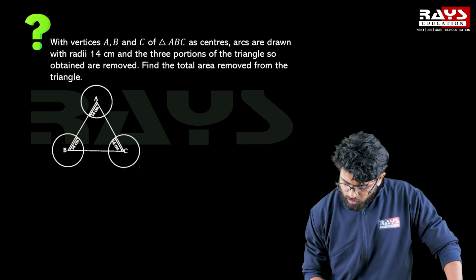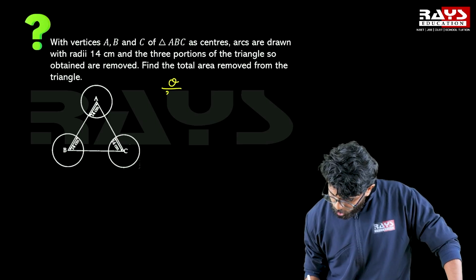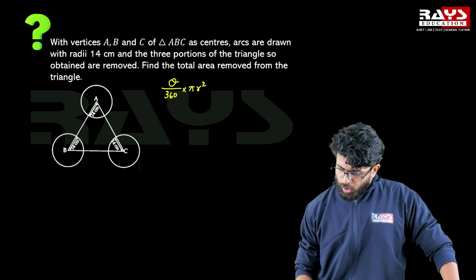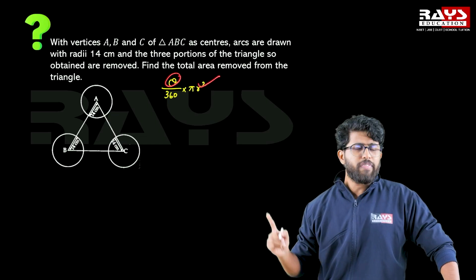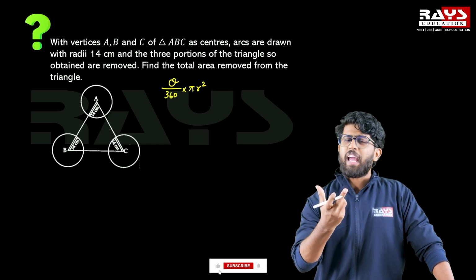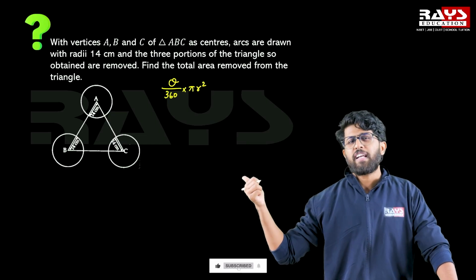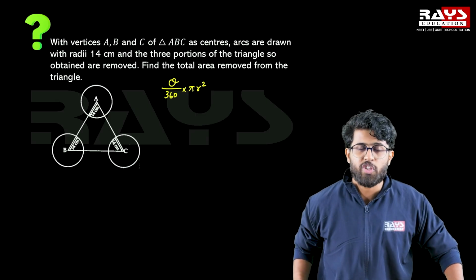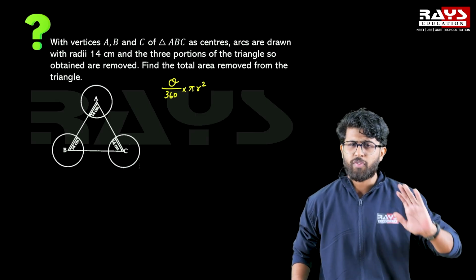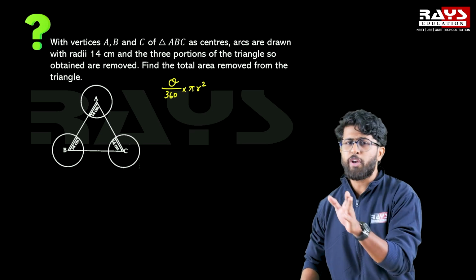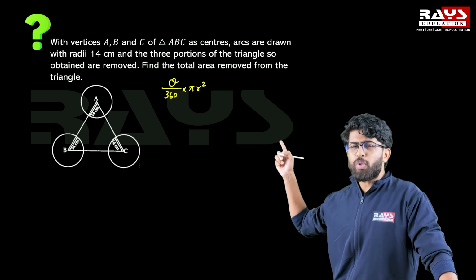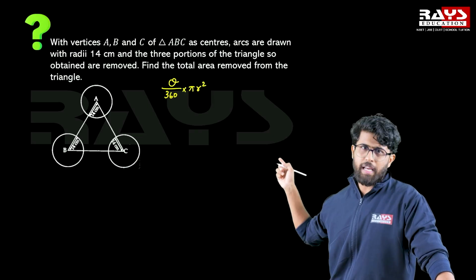What is the formula to find the area of the sector? That is theta by 360 into pi r square. But we don't know the angle over here. We know the radius, but we don't know the angle. If they had given that this triangle is an equilateral triangle, we could assume that these angles will be 60 degrees, right? But they haven't given any such information. So we will just continue with the problem. We will get a clue in between. Now I'm just going to take theta as angle A, angle B, and angle C itself.